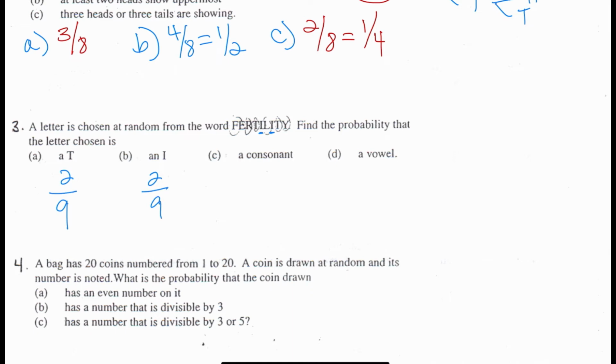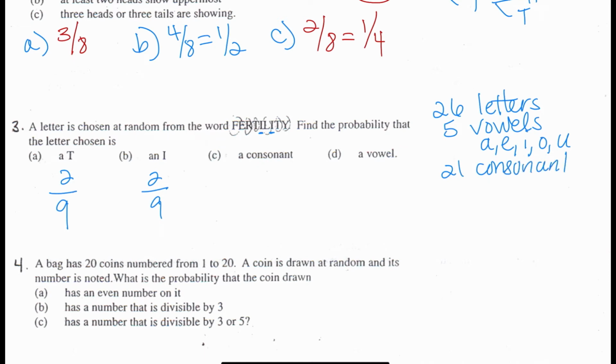A consonant in the English alphabet, okay, so in the United States, in the English alphabet, there are 26 letters. 5 of those letters are vowels. Those are A, E, I, O, and U, which means there are 21 consonants, which are every other letter that's not a vowel. So B, C, D, F, G, H, J, K, L, M, N, P, Q, R, S, T, V, W, X, Y, Z. So a consonant right now is going to be 1, 2, 3, 4, 5, 6. 6 out of 9. And a vowel will be 3 out of 9.